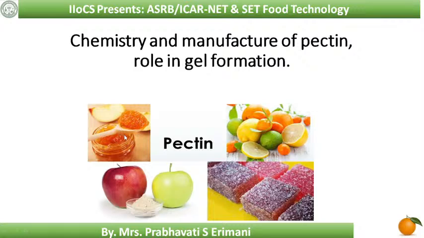So we know about the pectin. The sources will be fruits and vegetables. From that we can extract the pectin. Here you can see the pectin powder. By using that, or directly, these are the pectin jellies and jam. These are the products in the market. The main basic reason for that is the pectin. Today we will learn how it helps in gel formation, and also the chemistry and manufacture of pectin.